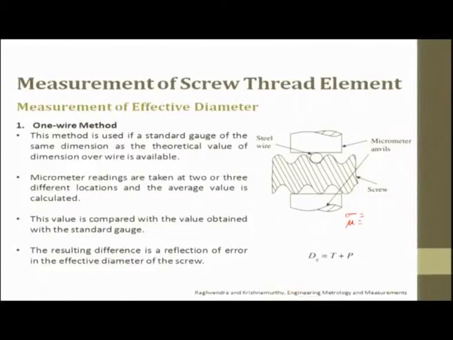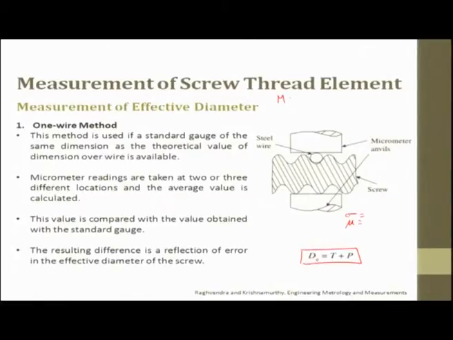So, here also we take 3 readings and then we take the average value of it. This value is compared with the value obtained with the standard gauge. The resulting difference is a reflection of the error in the effective diameter of the screw. So, how do we figure that out? This is the effective diameter of the screw. Here there are 2-3 parameters which I have to describe.